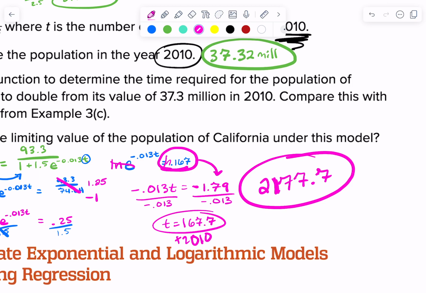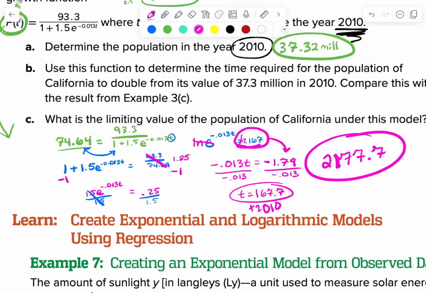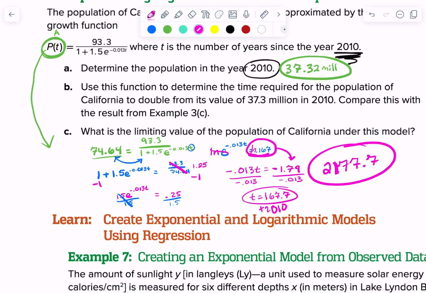Ugh. Okay, that's when the population of California is going to be double what it is now. Awful. Okay? What is the limiting value of the population under this model? How do you know when you've hit the max? What do you mean? Like a cap.